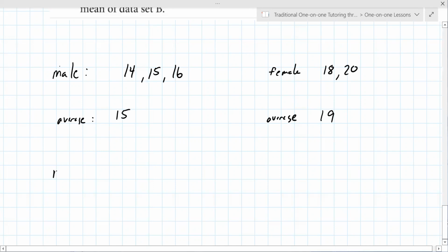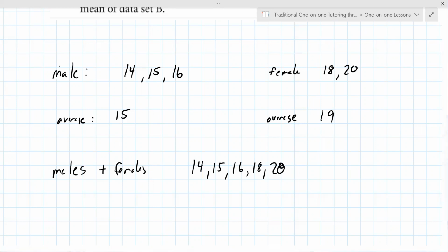Very good. Now, if you combine the two, the males plus the females, the ages are 14, 15, 16, 18, and 20. Could you calculate the average of these, please? The average of them together. Like add them? Well, how do you find the average? What's the formula to determine the average? You have to subtract. What would you be subtracting?